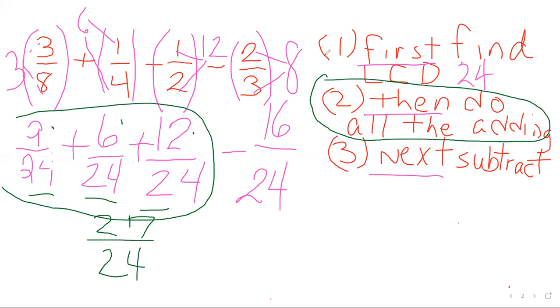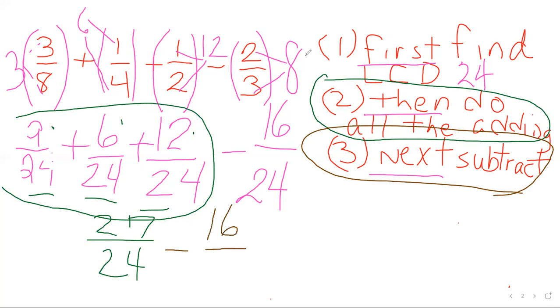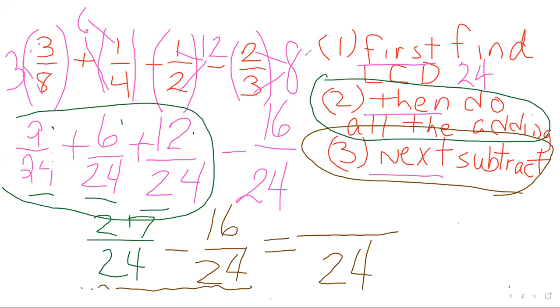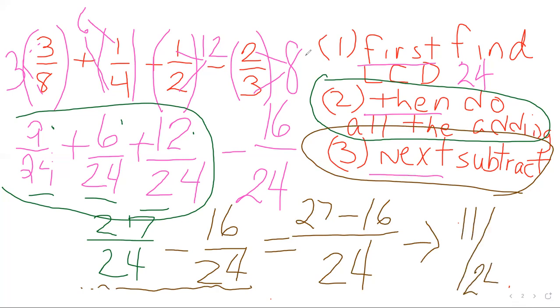Now, next thing I'm going to do is subtract. That's my final thing. So I'm going to subtract 16 over 24. Again, keep your denominators the same. You're only worried about your numerator. So 27 minus 16, that's like saying 11 over 24. Now, we can't reduce this number, so that is the answer.